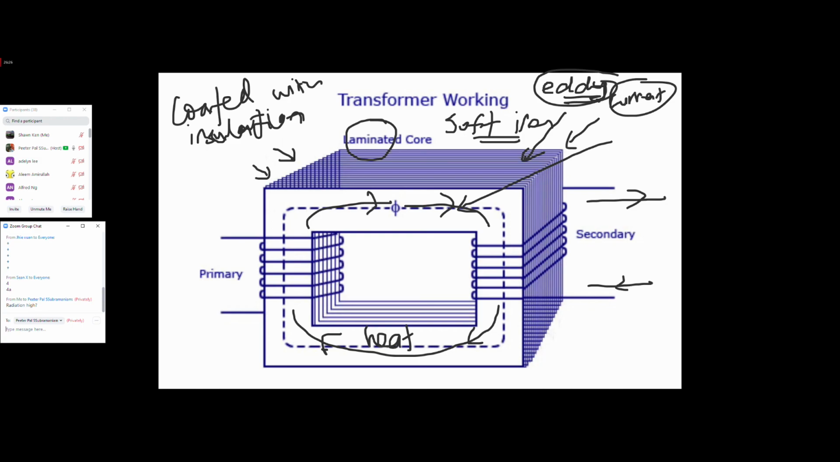Radiation for electrical system is the electromagnetic field. That's called radiation. It radiates in air. So that's called radiation of electromagnetic field.